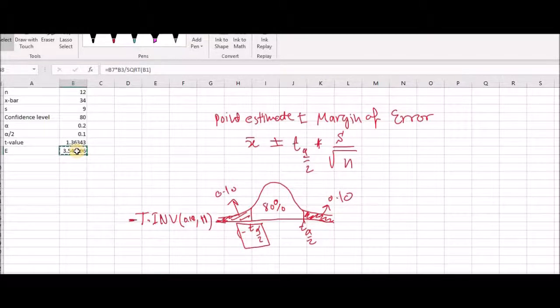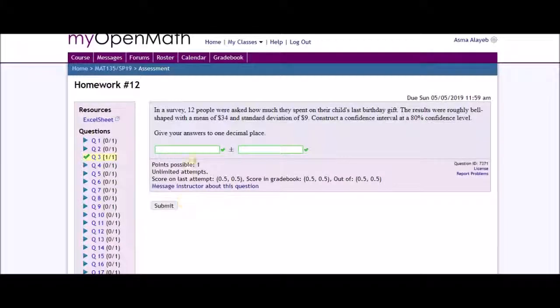So I will copy this value, and I will head to my answer boxes. The margin of error goes here, and the average or mean goes here, which is given in the question.